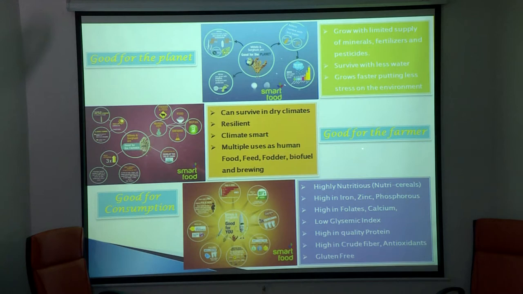Now, it is good for the farmer. How? It is a climate resilient crop. It can survive even under adverse conditions, and it has multiple uses. It can be used as feed, food, fodder, in the beverage industry, and as a biofuel. So it is used in several ways, and it is good for the farmer also.